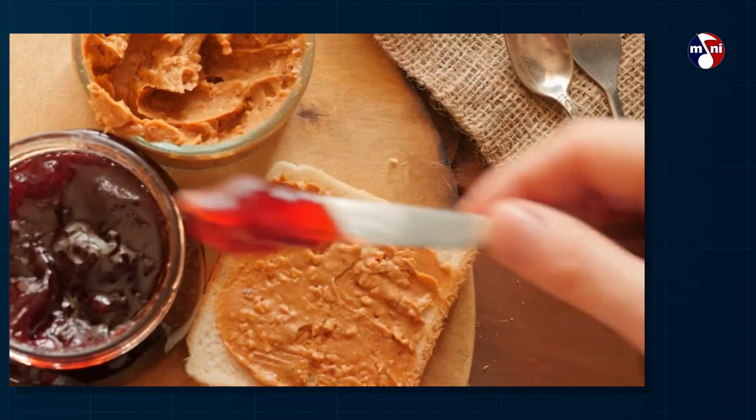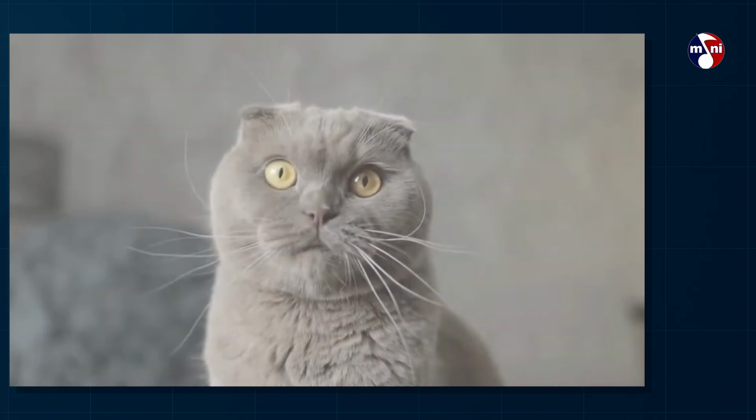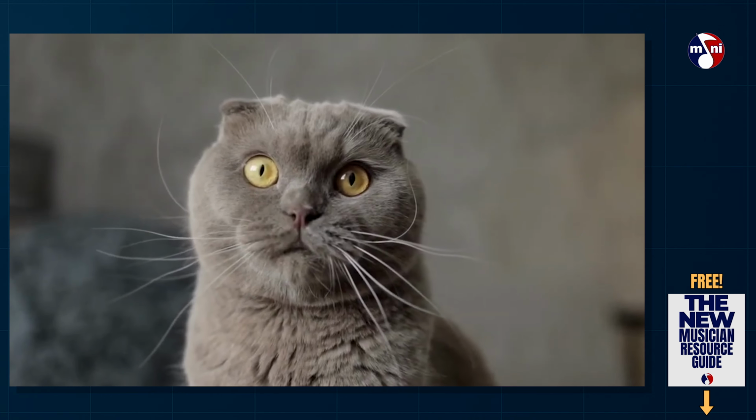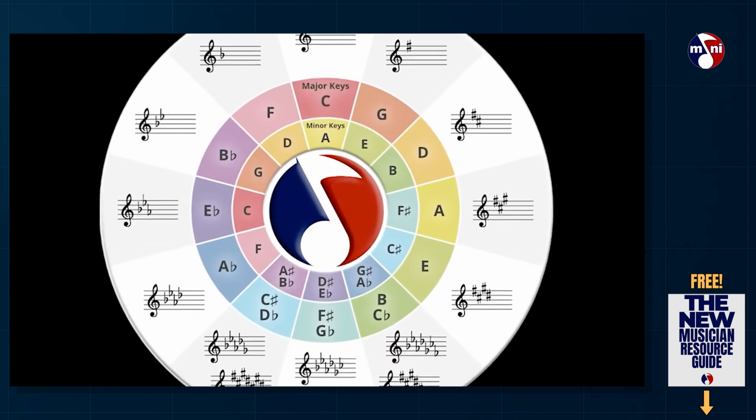Ever wondered why some songs are the peanut butter to the jam in your ears, whilst others remind you of a cat walking on a keyboard? Well, buckle up because we're diving into the wacky world of the circle of fifths. Music's magic merry-go-round that makes melodies marvellous. Try saying that 3 times fast.